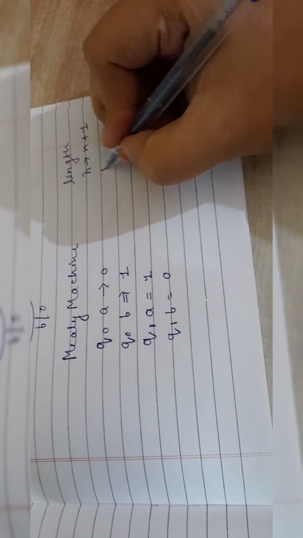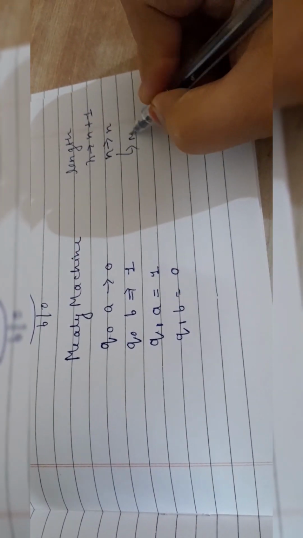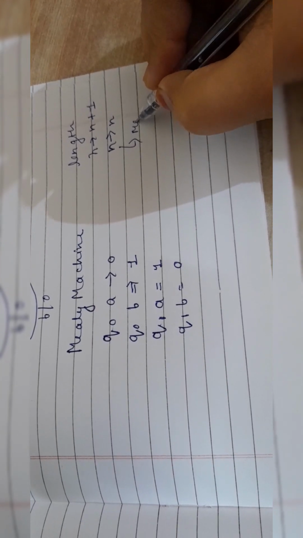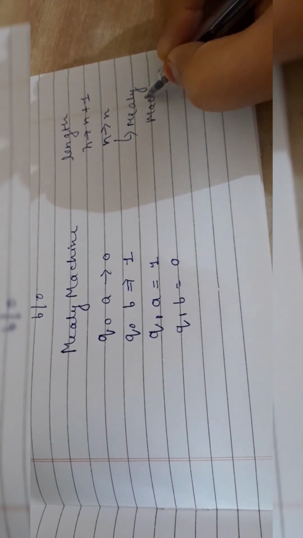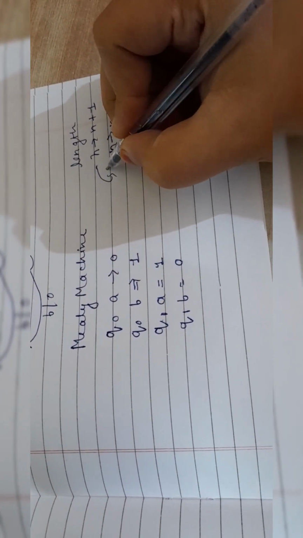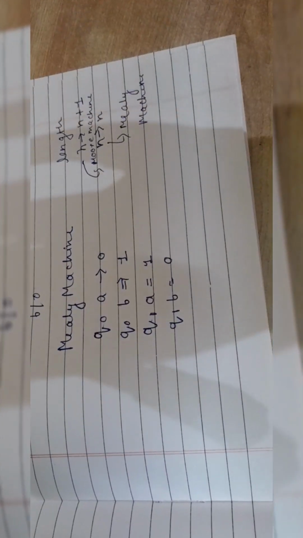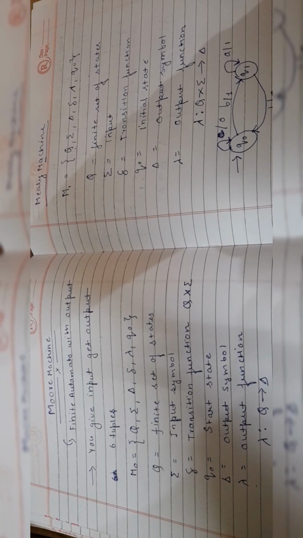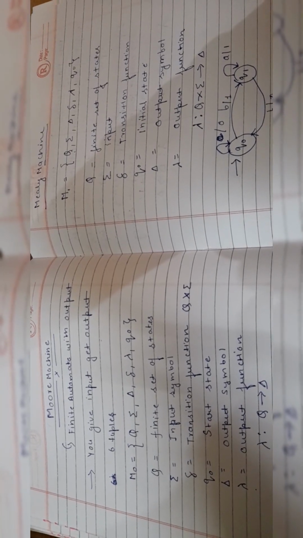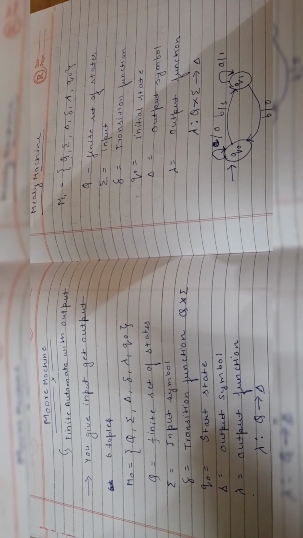And these are the Mealy machines, which are based on six tuples. When we give an input string of length n, the output comes in n, not like the Moore machine, where when we give n, it comes n plus 1. Moore machine and Mealy machine differ in length and in their output dependency. Thank you.